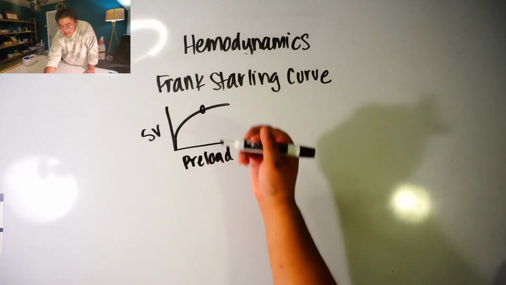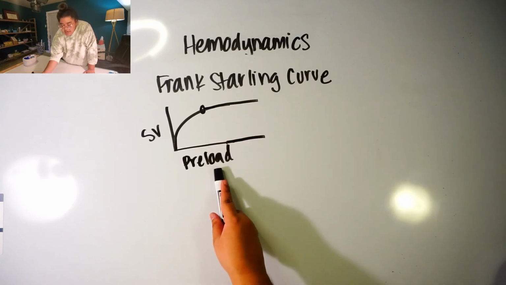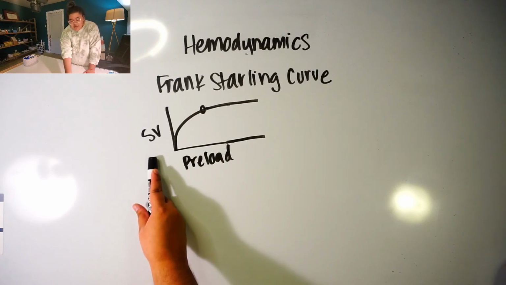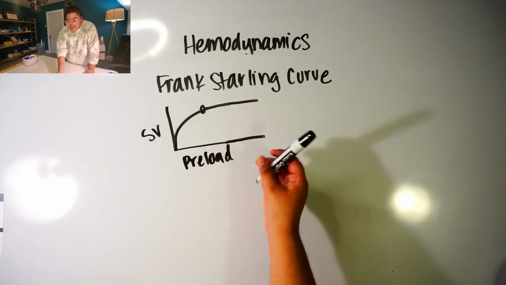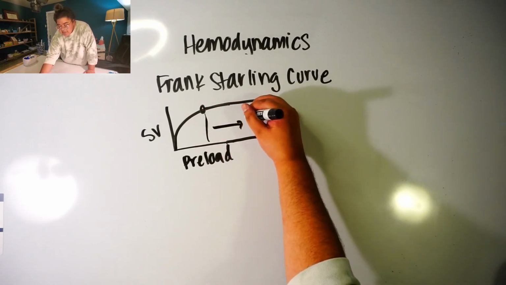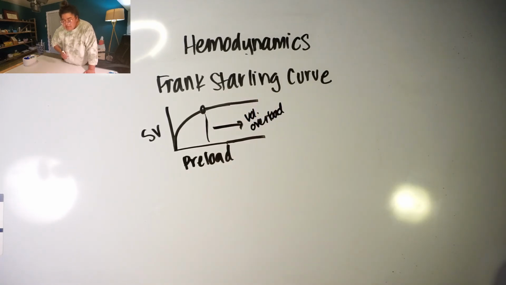But at a certain point, like right there, it plateaus. At a certain point, it doesn't matter how much volume we give them, their stroke volume is not going to change. In fact, from this point over, they're just going to be more and more volume overloaded. And we all know wet lungs are not happy lungs. This is when you're going to develop pulmonary edema. The person's going to get short of breath, and they're either going to need BiPAP or need to get intubated, and nobody wants that unnecessarily.